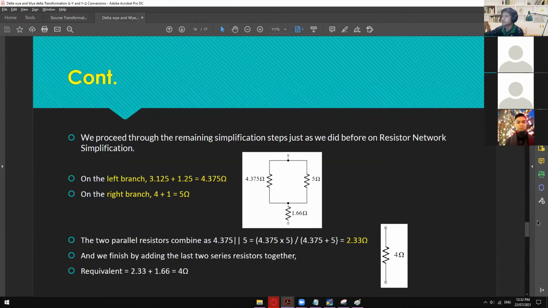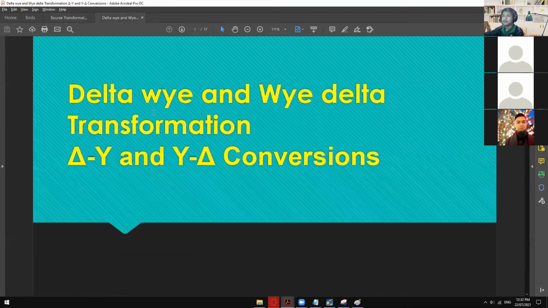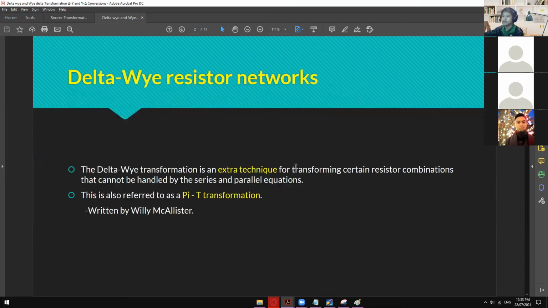Let's now move on to the delta-Y and Y-delta transformation. The symbol of delta is of course this one, and then Y is literally Y. So you can transform delta to Y and then Y to delta. That's why we have this kind of representation right here.